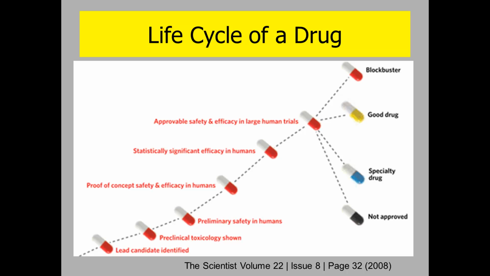So then it'll enter the marketplace, or it may not be approved. The FDA will say not efficacious, doesn't really work, or unsafe. It may be a specialty drug with a small market, but it may still be a good drug. It may be a good drug which works well but isn't a blockbuster. And a blockbuster drug, like those top 10, is going to be a drug that really works better than its competition and meets an unmet medical need.